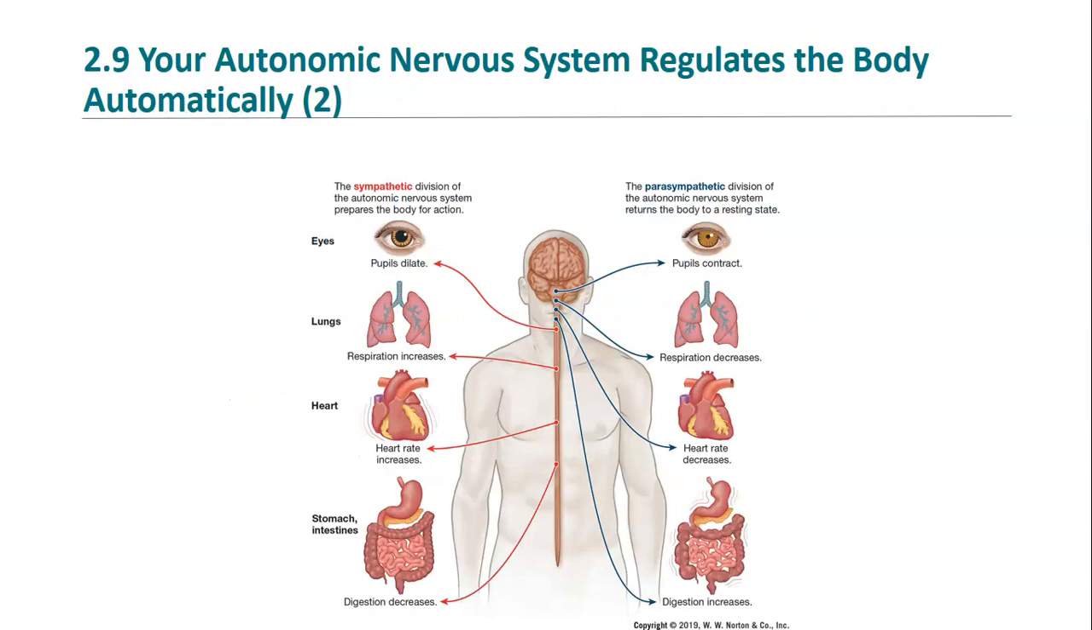The sympathetic system, sometimes known as the fight or flight system, prepares the body for action, increases respiration and heart rate, dilates the pupil, and decreases digestion. The rest and digest system, the parasympathetic division, slows everything down. These two systems work in concert to maintain the appropriate level of activation in the body for the organism's current needs.